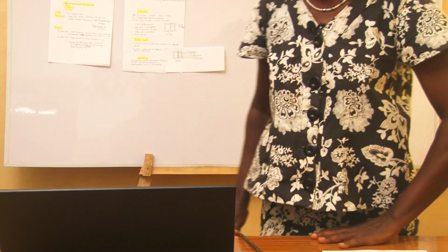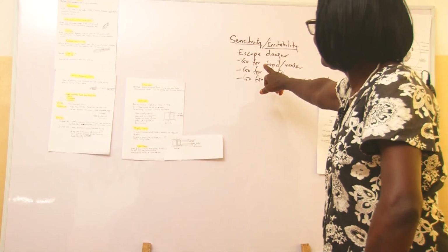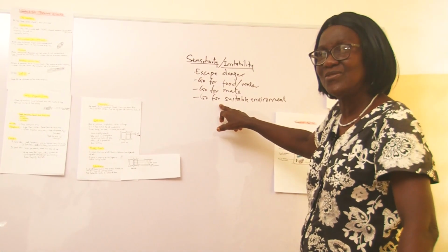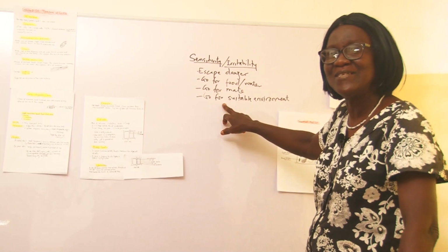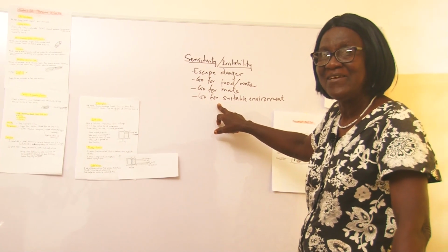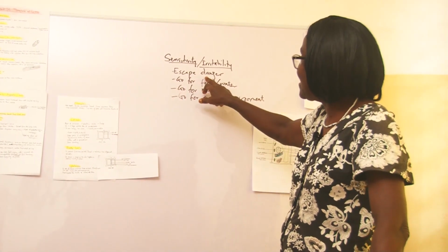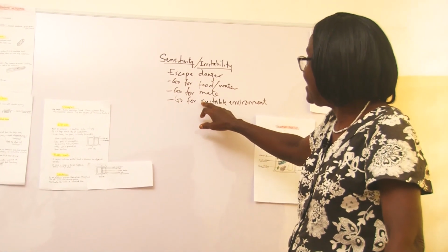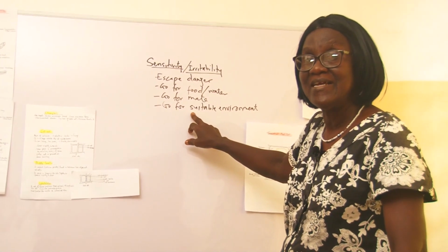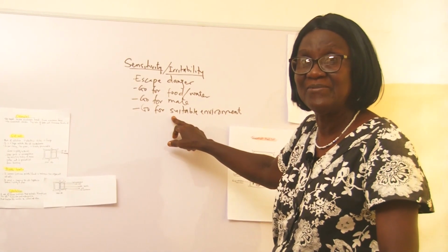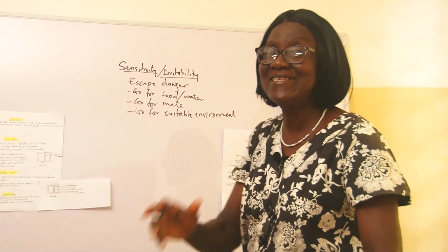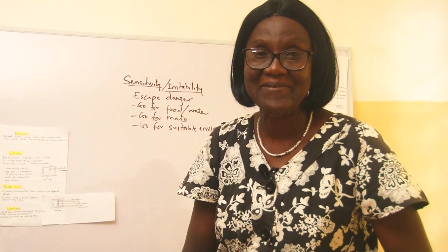So that is it. You notice that the importance of sensitivity also ties in with importance of movement, isn't it? One moves to escape danger, to look for food, for mate, and suitable environment, especially when locomotion comes in. All right? Neat. Now let's get on to today's topic.